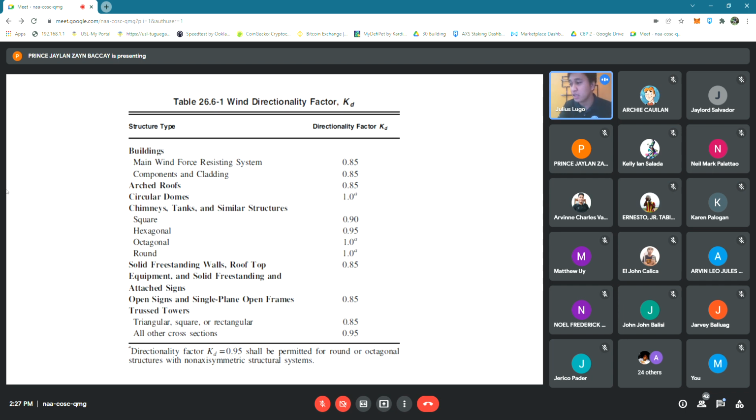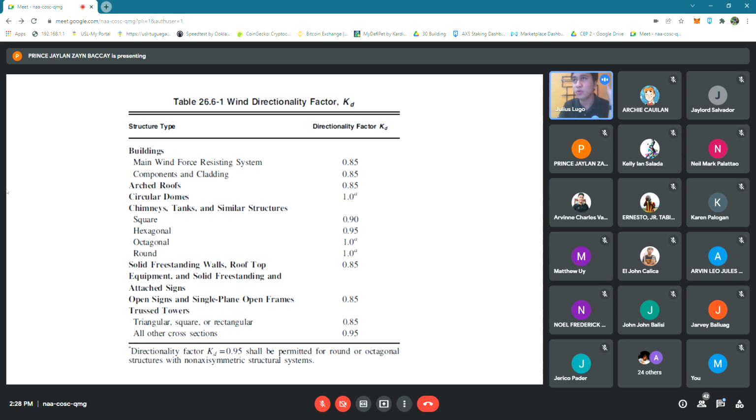We have KD, and then we have the building or the structure type. So since we are going to, wala naman siguro magde-design dito ng naka-arc na roof, naka-circular dome, no? So mag-stick na lang tayo sa box type. Okay, sa box type na building. So what we're going to need is, or what we're going to use as the directionality factor is the 0.85 because we are doing MWFRS na analysis. Okay, we won't be doing components and cladding. Okay, so 0.85 tayo.